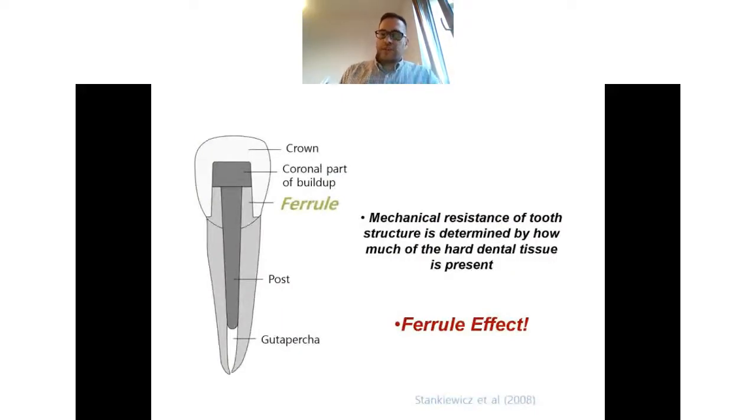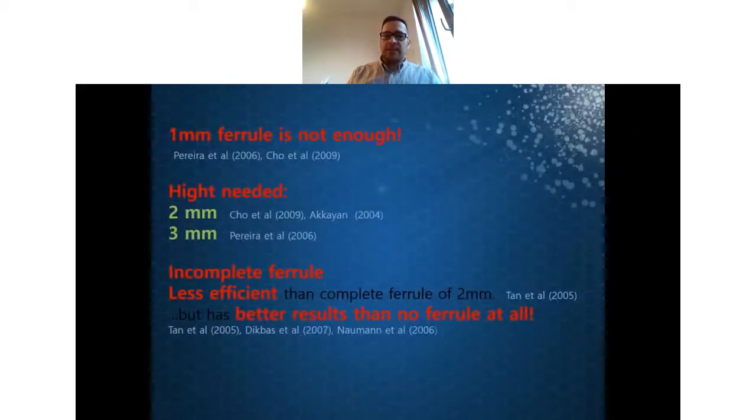I mentioned before something that is called ferrule effect. It is really important for us. It is really important for people who will continue basically the treatment later on. Why is it important? When I say something like this, I mean that it is really important for the prosthetics that will do what they're supposed to do later on. So the mechanical resistance of tooth structure is determined by how much of the hard dental tissue is present, and this is called ferrule effect. As you can see on the image, ferrule effect is that part of the dentin that is supposed to hold on to the buildup. What is important to know?